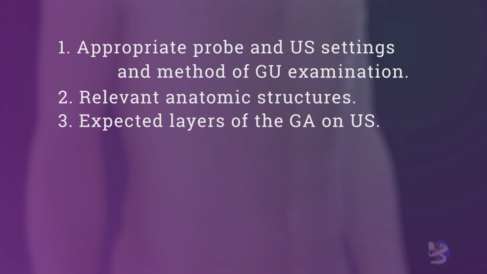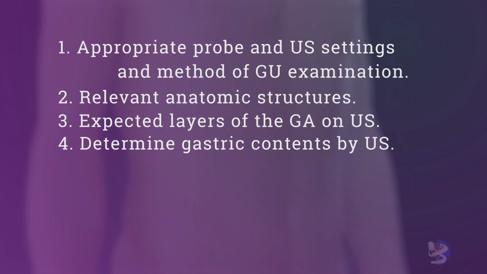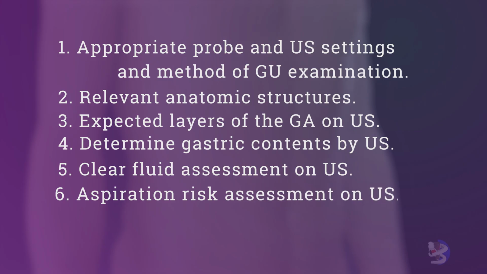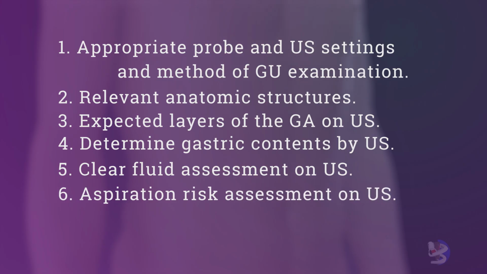Identify the expected layers of the gastric antrum based on the ultrasonographic examination. Determine the contents of the stomach by the different ultrasonographic appearances of the gastric antrum: no content, clear secretions, clear fluid, and solid food. Then, determine if the amount of fluid seen on the gastric ultrasound exam represents expected secretions versus clear fluid via a quantitative approach. Make an aspiration risk assessment based on the gastric ultrasound exam performed. Both quantitative and qualitative assessment methods are described.